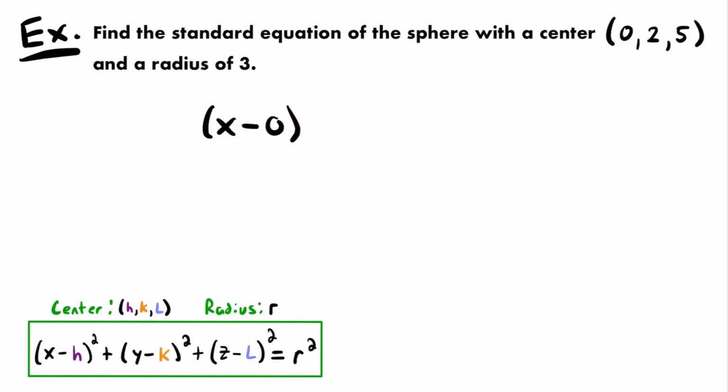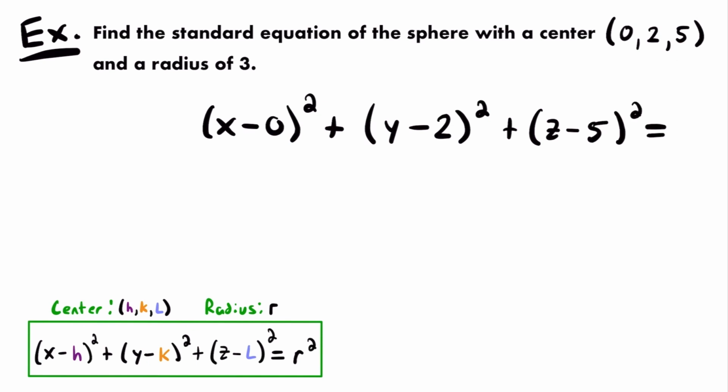So we have 0. And then we'll square that, and we'll add that to y minus the y-coordinate, which is 2. So we'll have 2, and we'll square that, and we'll add that to z minus the z-coordinate, which is 5. So we'll have 5, and we'll square that, and that will be equal to the radius squared, which is 3. So we have 3 squared.